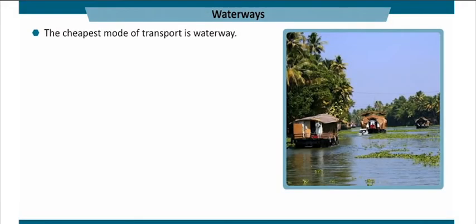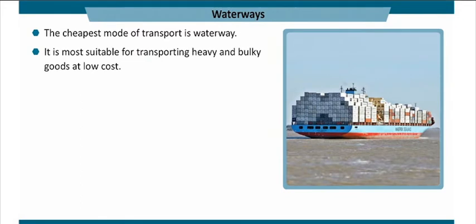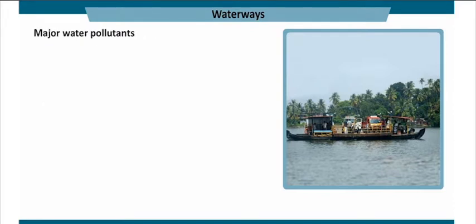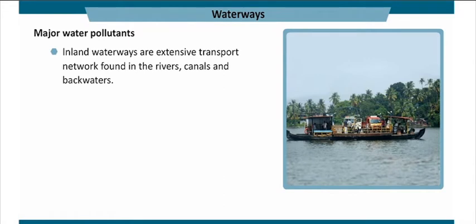Waterways. The cheapest mode of transport is waterway. It is the most suitable for transporting heavy and bulky goods at low cost. The waterway is an energy efficient and environment friendly mode of transport. Waterways are of 2 types. Inland waterways are extensive transport networks found in the form of rivers, canals and backwaters.